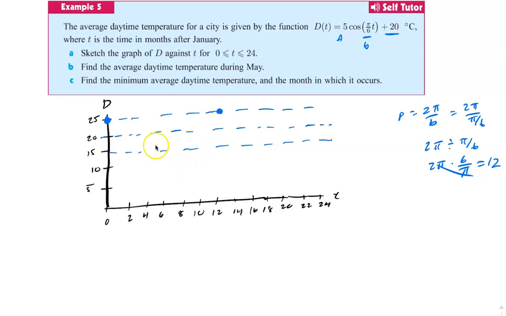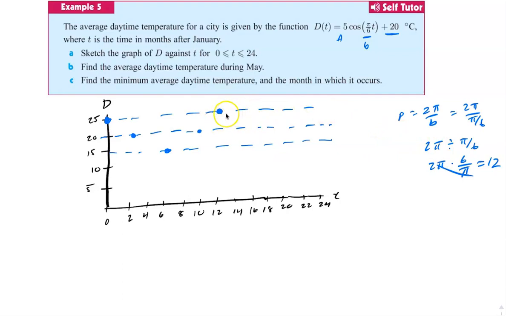About there. Halfway would be 6, my lowest. Halfway between these two would be 3, so around there. And then halfway would be 9. So that's what my graph's going to look like. And I probably should fill out the graph.